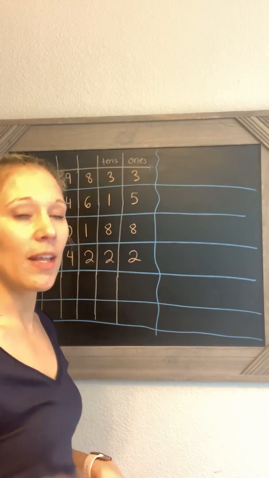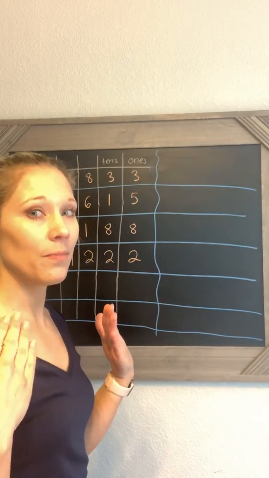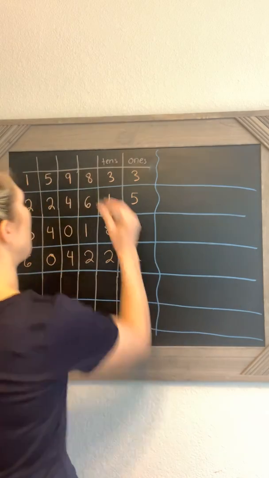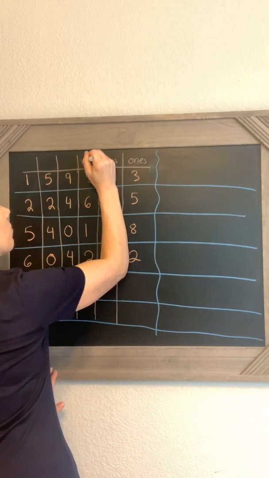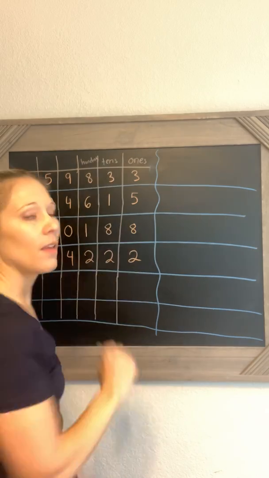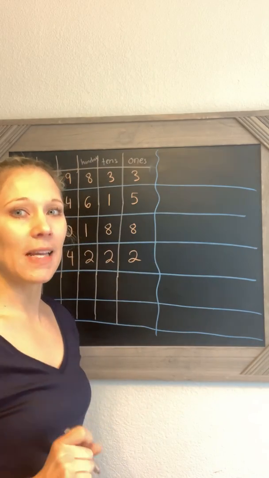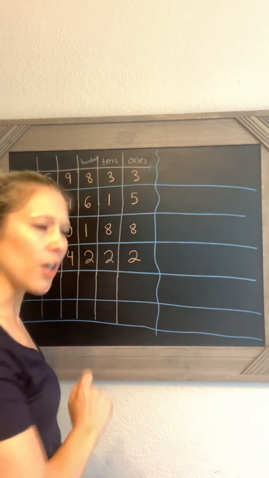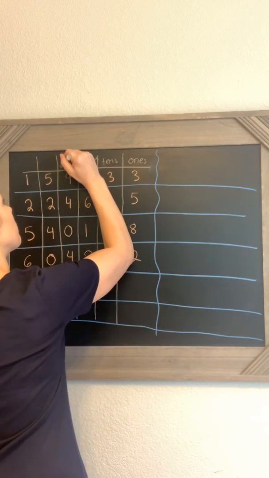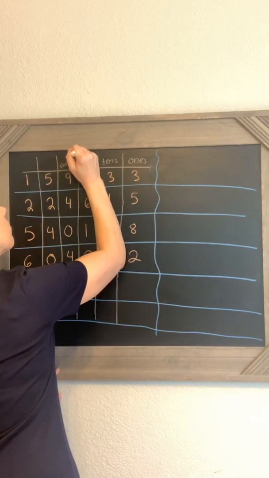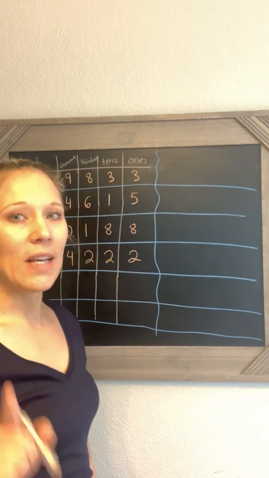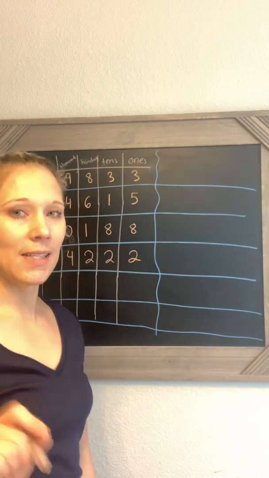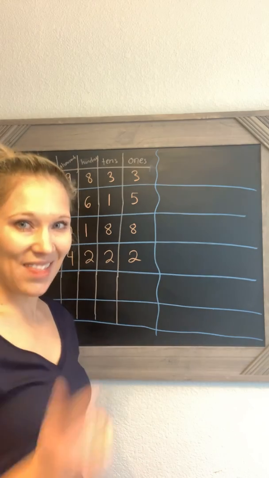One digit larger than our tens place is our hundreds place. Good job. One digit bigger than our hundreds place is our thousands place. Great job. You're so smart. And then one digit bigger than our thousands place is our 10,000s place.